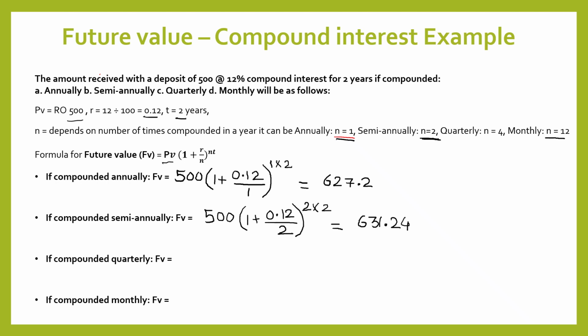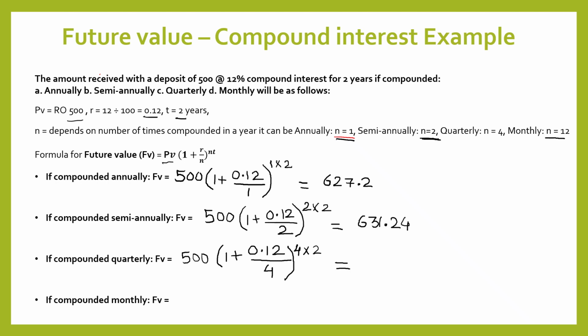Now we will find it out similarly for the C part, if interest is compounded quarterly. So everything remains the same. The formula: future value is equal to present value. My PV is the same, 500, into bracket 1 plus 0.12 because my rate of interest is 12%, divided by n, which will be 4 because it is quarterly. Bracket close, power of n multiplied by t, time is 2 years, it will come to 8.